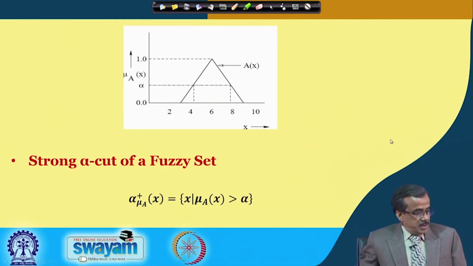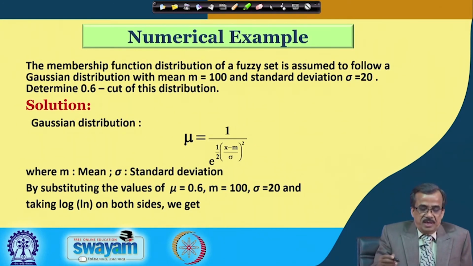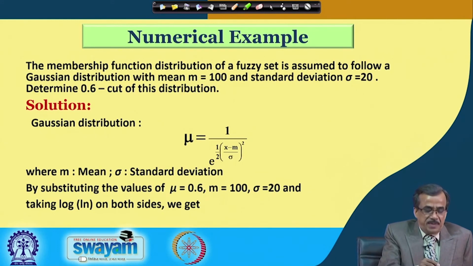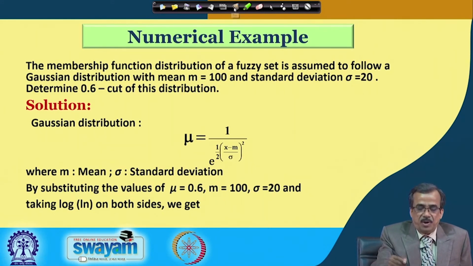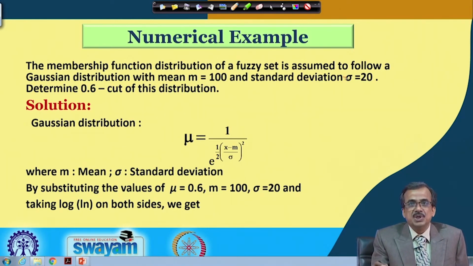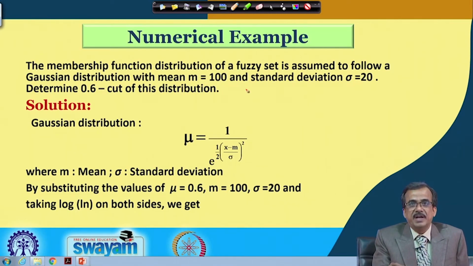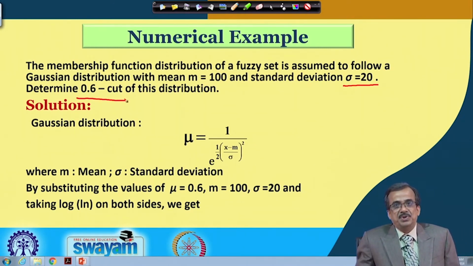Now, we are going to solve one numerical example just to make it more clear. Now, the statement of the numerical example is as follows. The membership function distribution of a fuzzy set is assumed to follow a Gaussian distribution with mean m equals 100 and standard deviation, that is sigma, equals 20. Now, determine the 0.6 cut of this particular distribution.